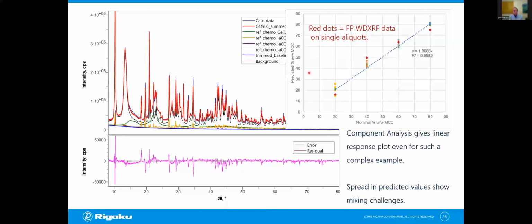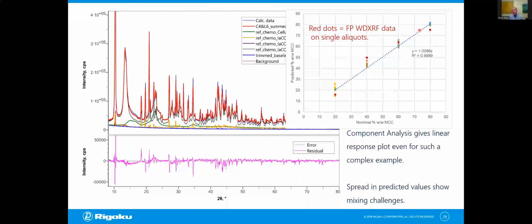We just took one aliquot from each of these mixtures that we measured, and you can see that the fundamental parameters XRF essentially follows the data that we've extracted from our fundamental parameters component analysis. And I think this really reinforces the point that this is truly a standardless quantitative approach. It's a fundamental parameters approach.